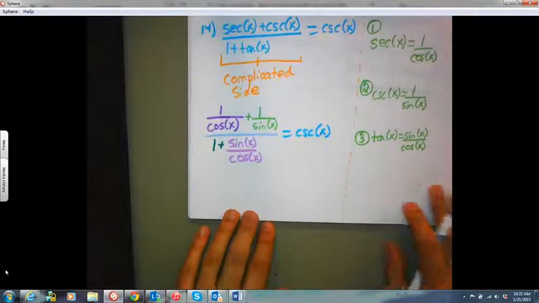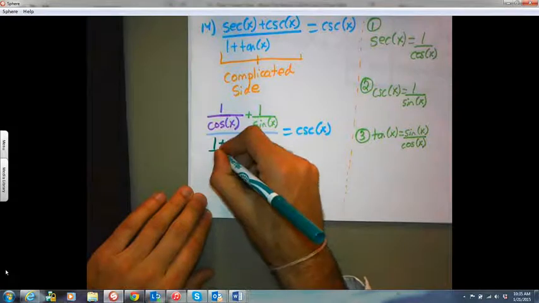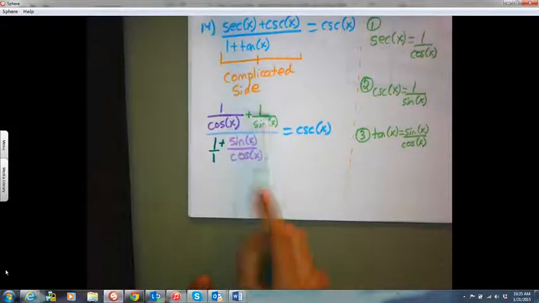So upstairs you have a fraction plus a fraction. Downstairs you have a fraction plus a fraction. You need to combine them into one fraction on the top and one fraction on the bottom. You can either use finding a common denominator or you can use the trick that I showed you. Either way, you'll get the same answer. So you got to combine these into one fraction, combine these into one fraction. Let's make it happen.